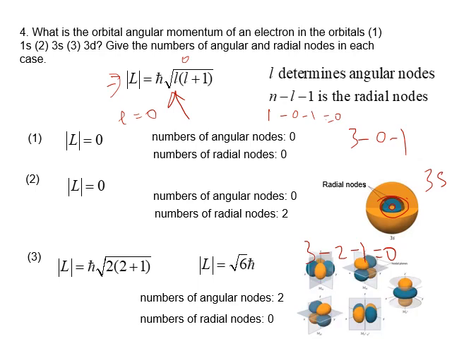So here are the 5 3d orbitals. You can see all of them have 2 angular nodes, which are 2 planes. For example, this one has 2 cones that make the wave function 0 between the 2 signs.